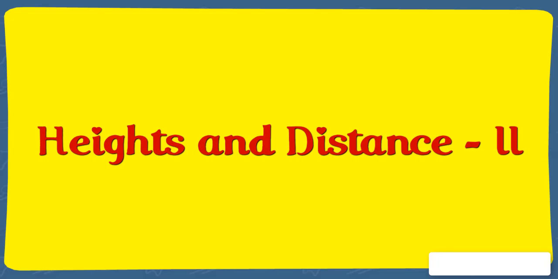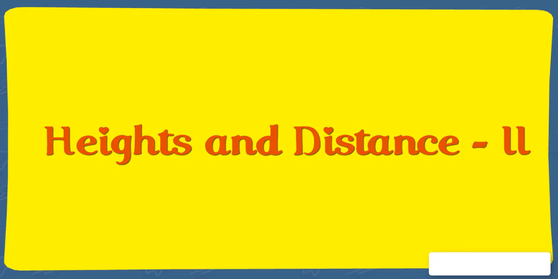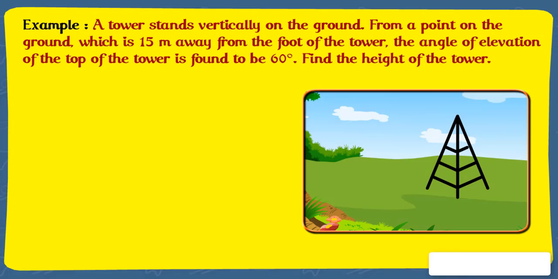Heights and distance, Part 2. A tower stands vertically on the ground. From a point on the ground, which is 15 meters away from the foot of the tower, the angle of elevation of the top of the tower is found to be 60 degrees. Find the height of the tower.